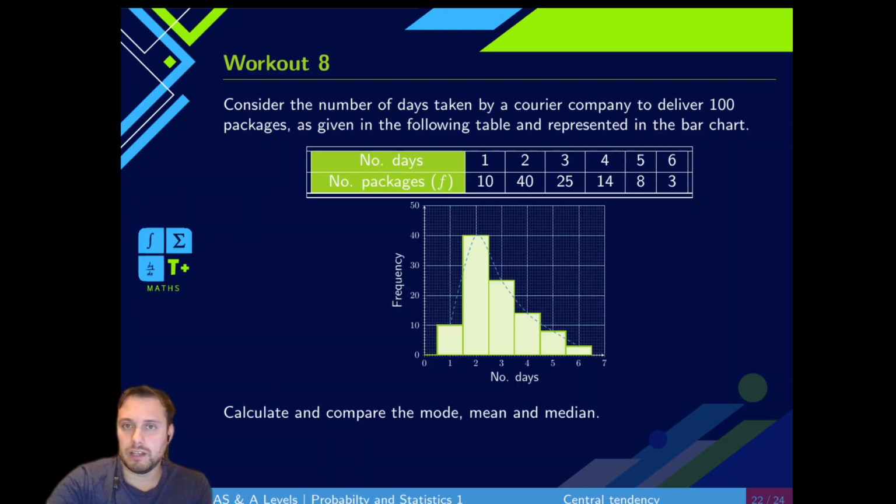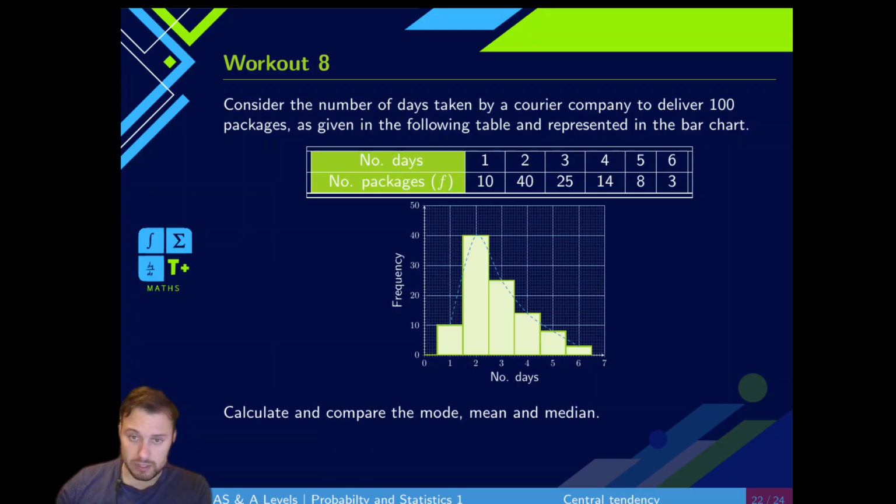I'm going to be including some preconcepts on the idea of skewness, and for that I want to focus on this small exercise. If you want to pause it and test your skills, you can do it now. I'm just going to be going over the concepts that we have here. We have the number of days that it took a courier company to deliver packages. We have a number of days and a number of packages, and here the bar chart showing that. The idea for this exercise is to both calculate and compare the mode, the mean, and the median.